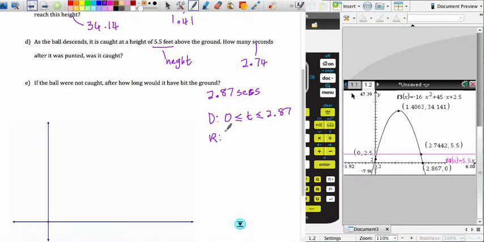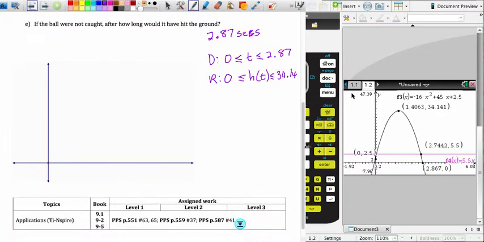The range, which of course in the context of this problem represents the height. Even though the starting height is at 2.5, the ball does go back down and hit the ground at a height of 0, and so we must have 0 as our lower bound for height, and it reaches our maximum height, 34.14. And at this point you need to turn your attention to the assignment.